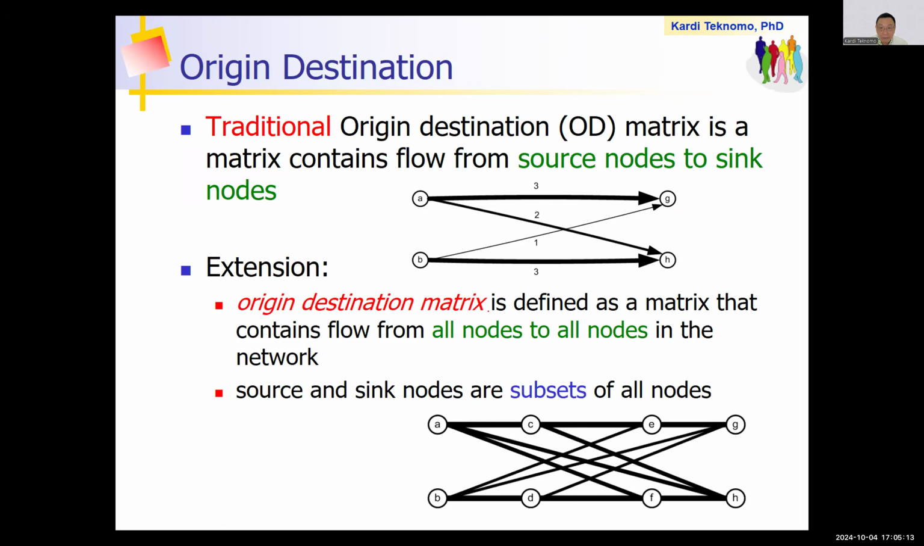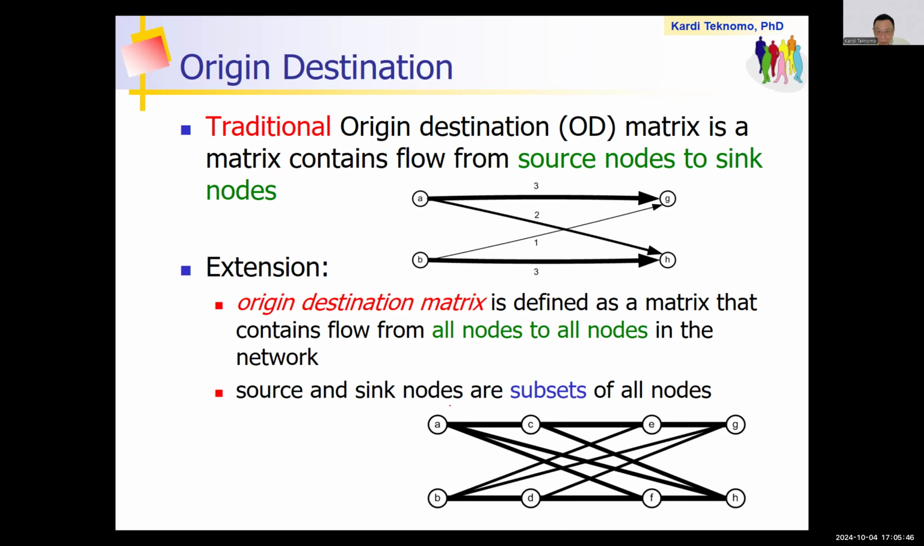The traditional OD is just from the source node to the sink node. But our definition of OD here is more general than this. For example, in this network, you will have A to G, B to G, A to H, and B to H. That's only 4, a 2x2 OD matrix.